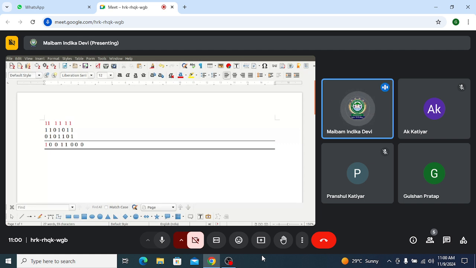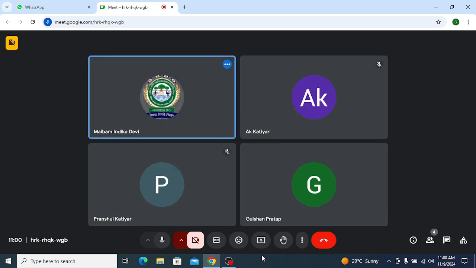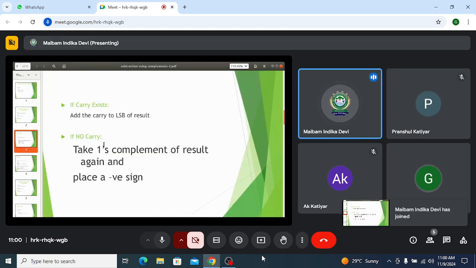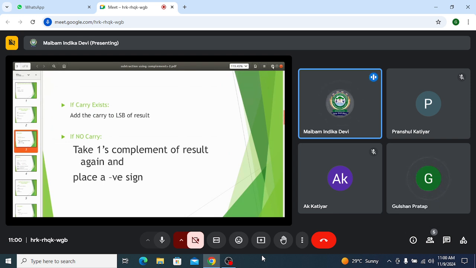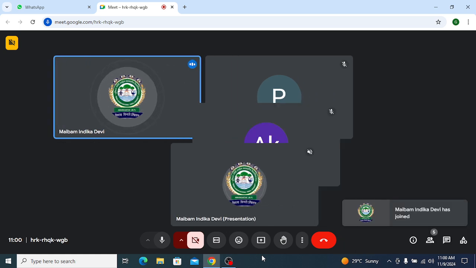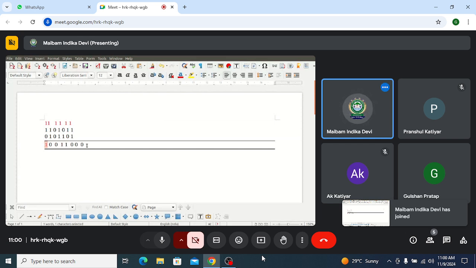Okay, now as per the rule, what does it say? As per the rule, if there is an end carry, add the carry to the least significant bit of the result. We have done up to step 2. So this is an end carry, and we add it to the least significant bit. Least significant bit means the rightmost one.